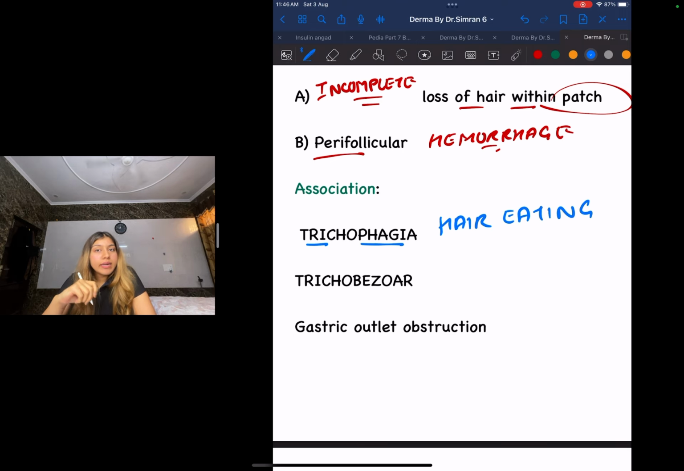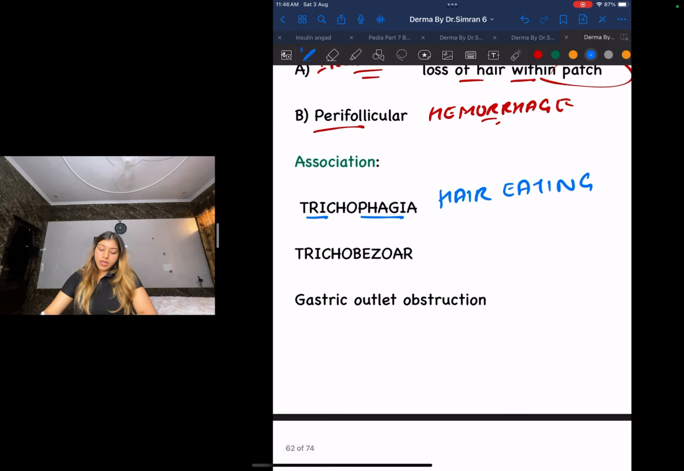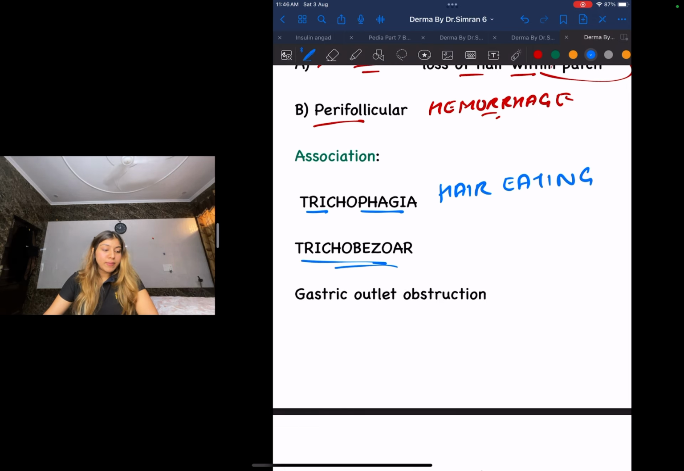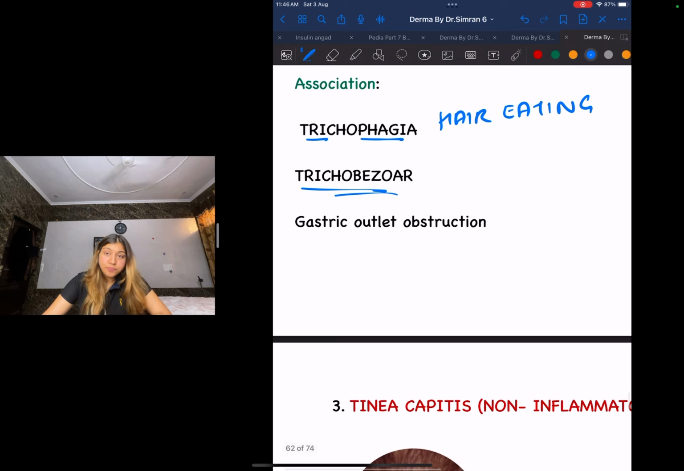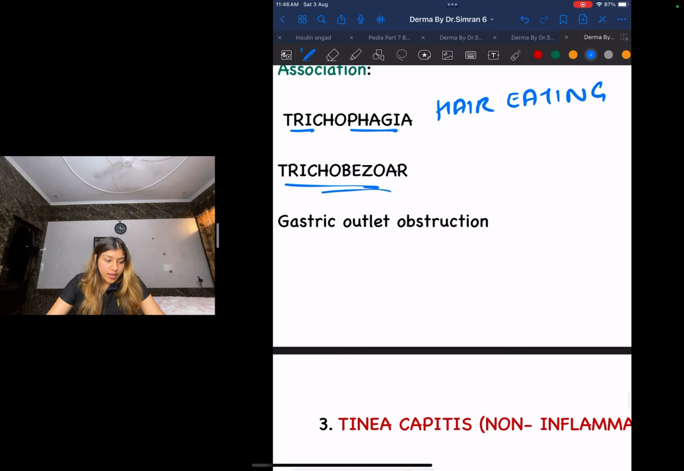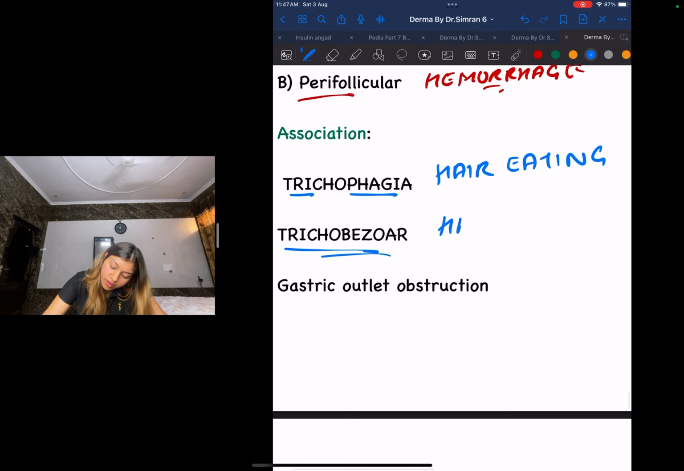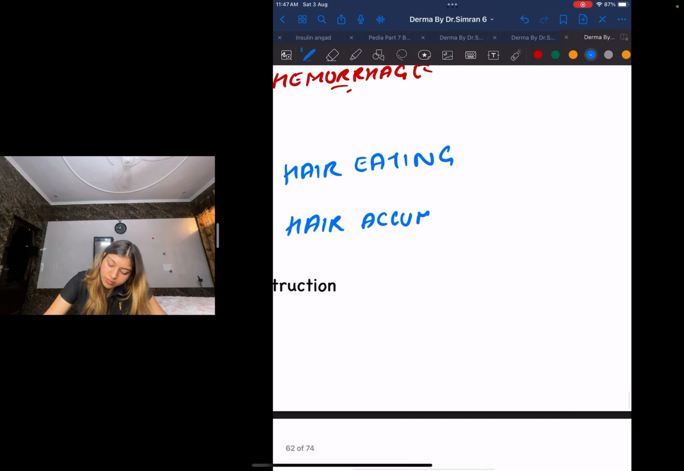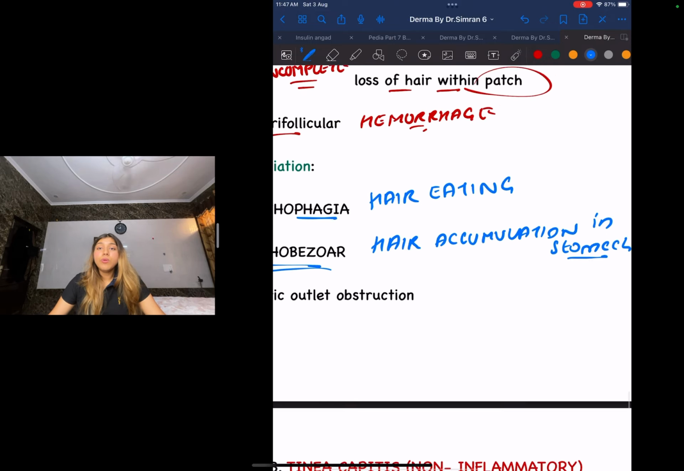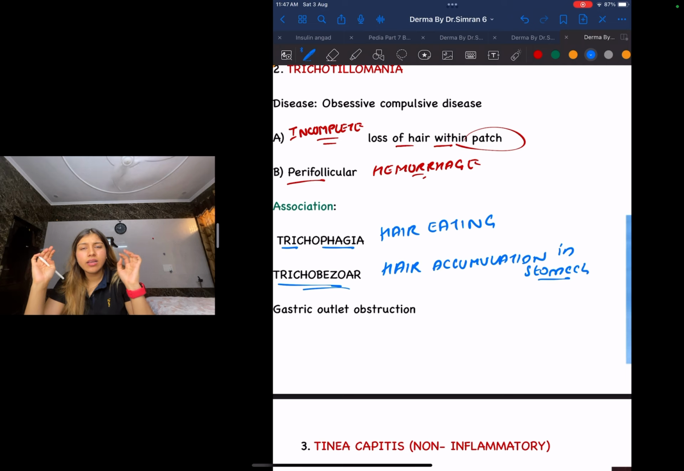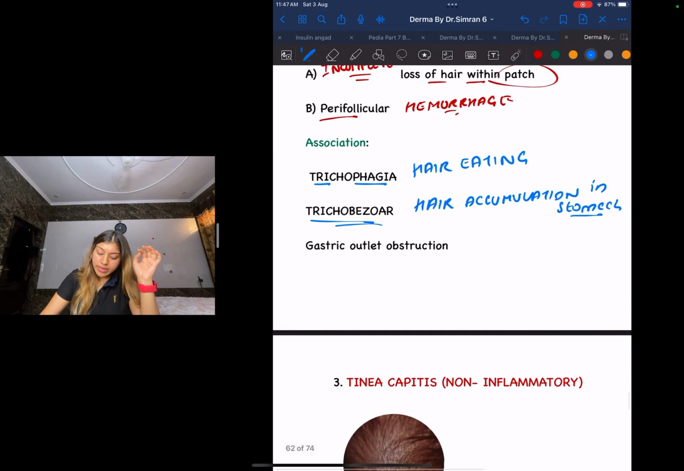Now I have eaten my hair. So where will it go and accumulate? It will go and accumulate in my stomach. So trichobezoar is basically accumulation of your hair in your stomach, right? This is your trichobezoar. Now what will happen, guys, since so much hair is getting accumulated in my stomach? Gastric outlet obstruction will happen, okay.